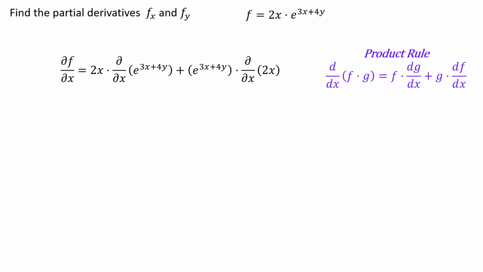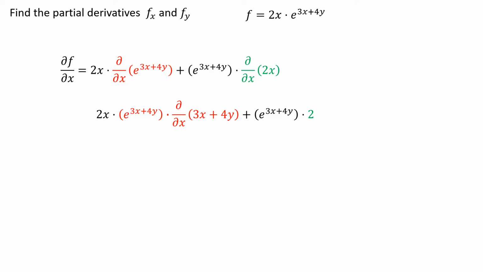You may want to hit pause and process how I use the product rule to start this derivative. And now, what I can do is I can evaluate each of the partial derivatives that resulted from me using the product rule. The first one, you may see it in red, is using the fact that the derivative of any exponential function is itself times, according to the chain rule, the derivative of the exponent. The second partial derivative, you may see it in green, is obviously 2.